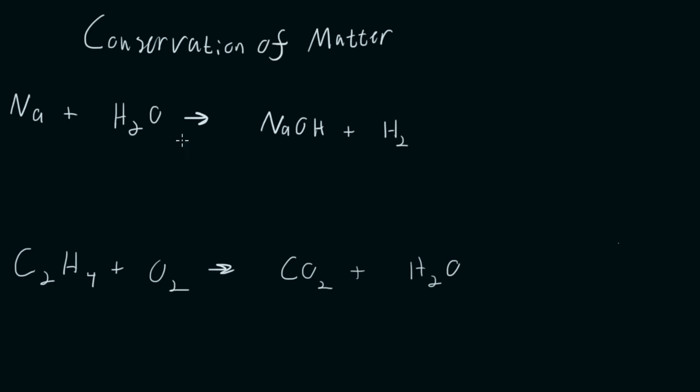So the first step here is to write out the elements that we have reacting. We've got an Na, an H, and an O. And so we want to take an inventory of what we have on each side of this. On the left side, I have one sodium, two hydrogens, and one oxygen. On my right side, I have one sodium, one oxygen, but I have one, two, three hydrogens. And so I need to balance my hydrogens. That's the only thing that's out of balance here.